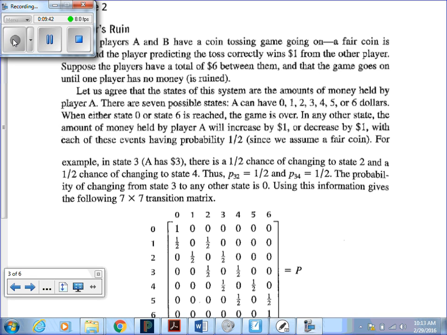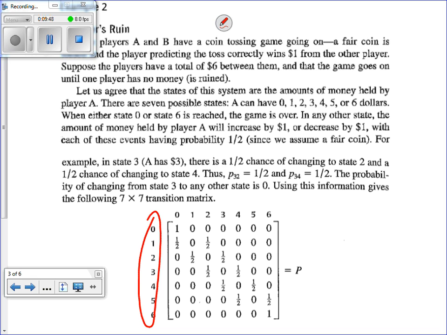So when we're looking at the different states, a person could have anywhere from 0 to $6. Those are our different states. When either state 0 or 6 is reached, then the game is over because that means either you have no money or you have all $6, which means that the other person has no money. In any other state, the amount of money held by player A will increase by $1 or decrease by $1, with each of these events having probability 1/2.